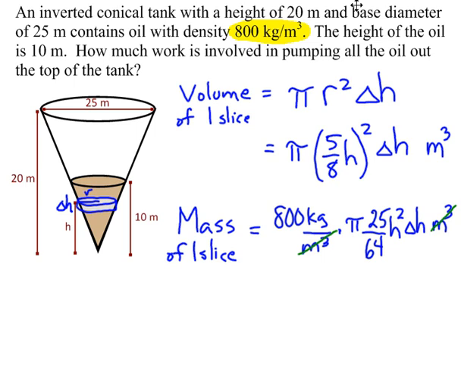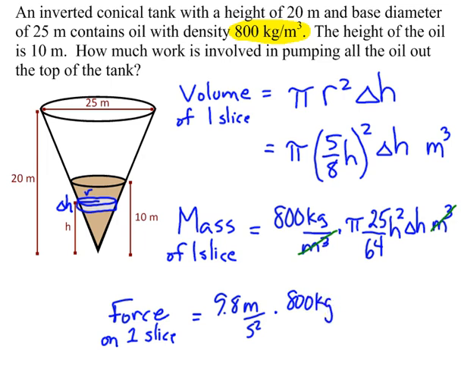The next step is to change my mass to force, and we're going to use the force of gravity to do that. So for the force on just one slice, force on one slice equals 9.8 meters per second squared times the 800 kilograms we had up above, times pi 25 over 64 h squared delta h. And all of that was in kilograms.